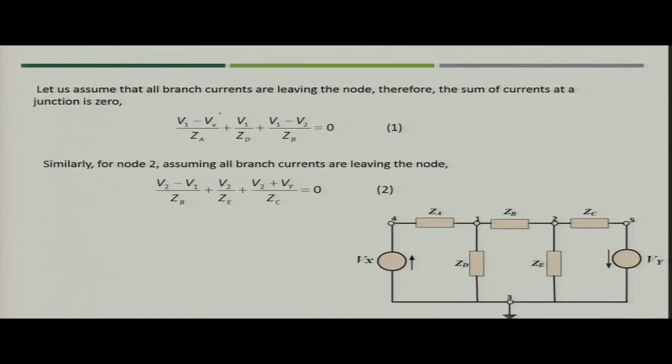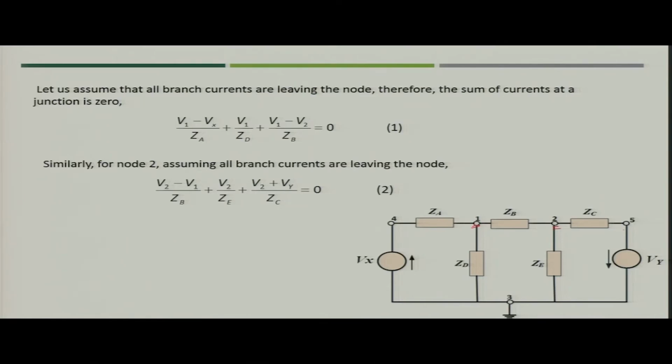Let us assume that this is the circuit which we saw previously, and we will apply nodal analysis and try to find the values of node voltages V1 and V2, and then accordingly you can find the voltages, say V5 and V4, and the currents flowing in the branches. Now, let us take the first node, that is node 1.